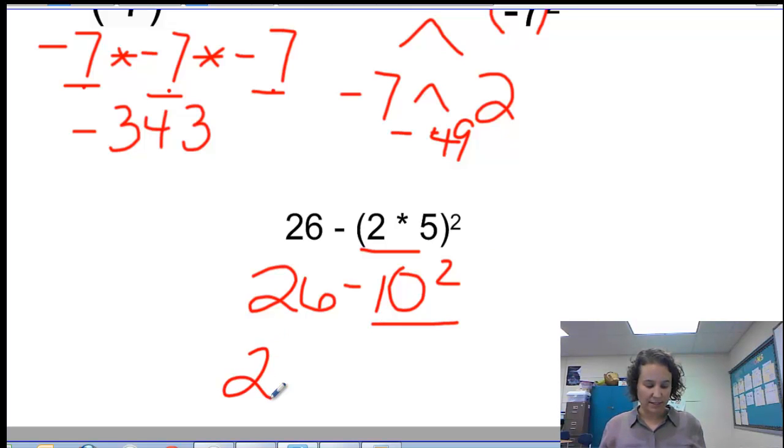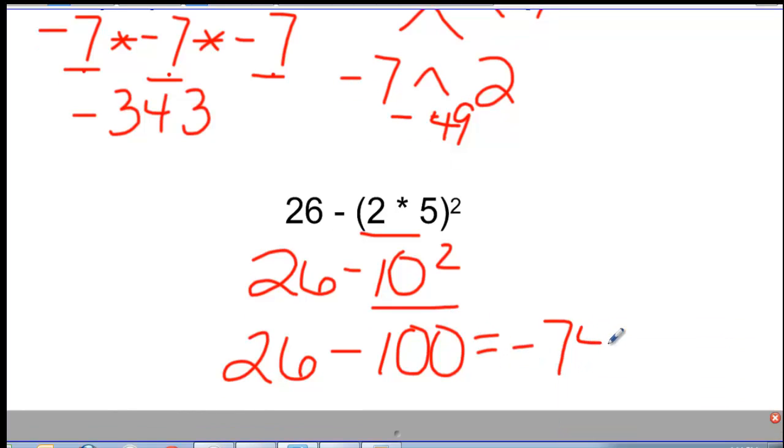So I will have 26 minus 10 to the second power, which means 10 times 10. 10 times 10 is 100. And so now I have 26 minus 100. So that's going to be equal to a negative 74.